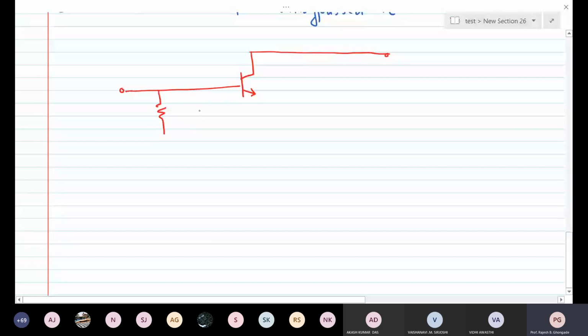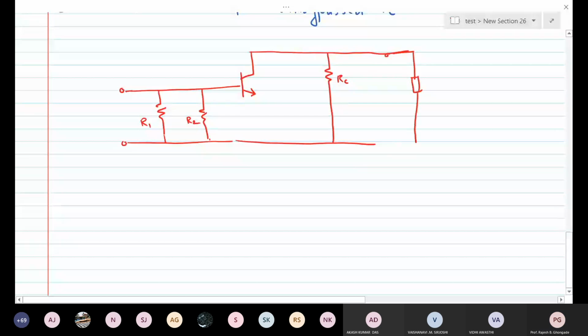Okay. Just one sec. Hold on. This is as usual R1, R2. Here what will be there? The same thing, RC. Here what will be there? The load. This will be your output voltage. Remember, our output voltage is always across collector and emitter. This will be your input signal generator, VS, RS. This will be your Vin.